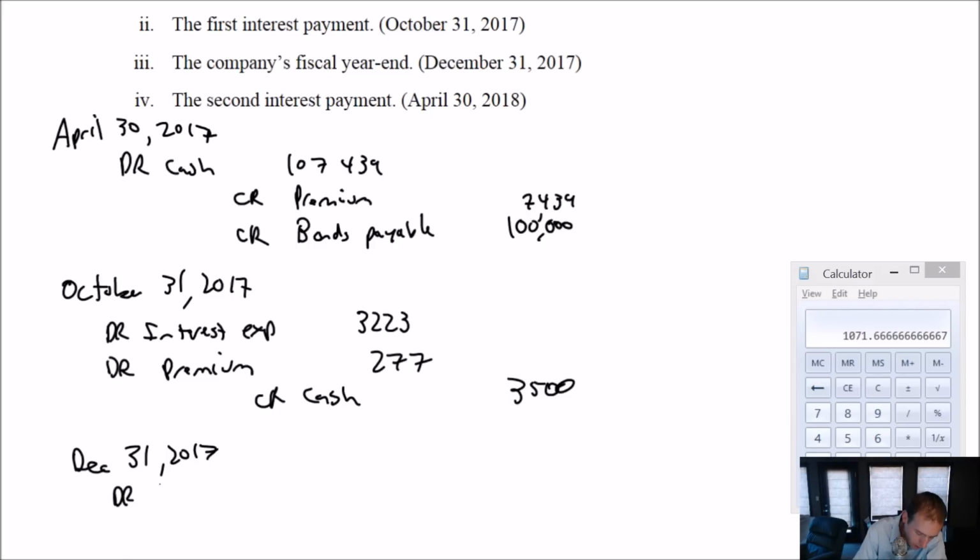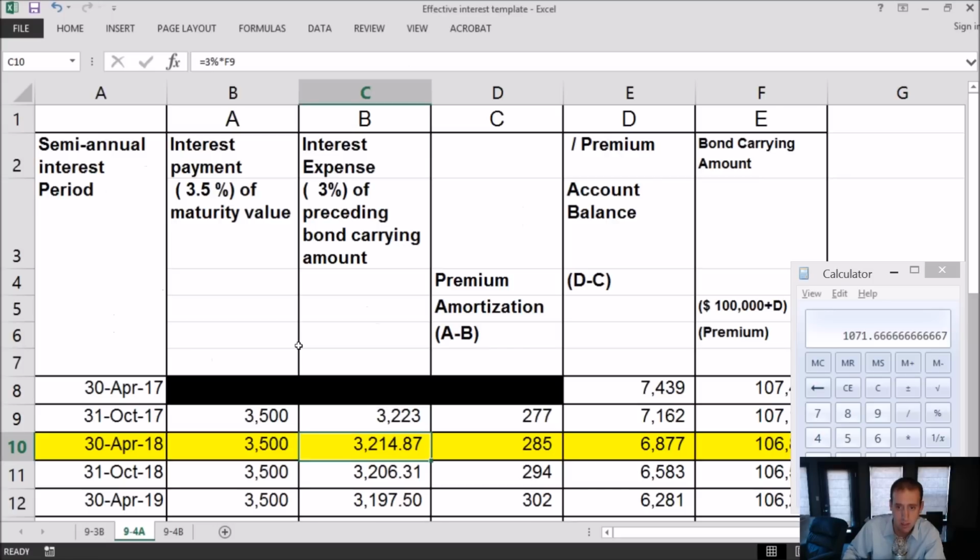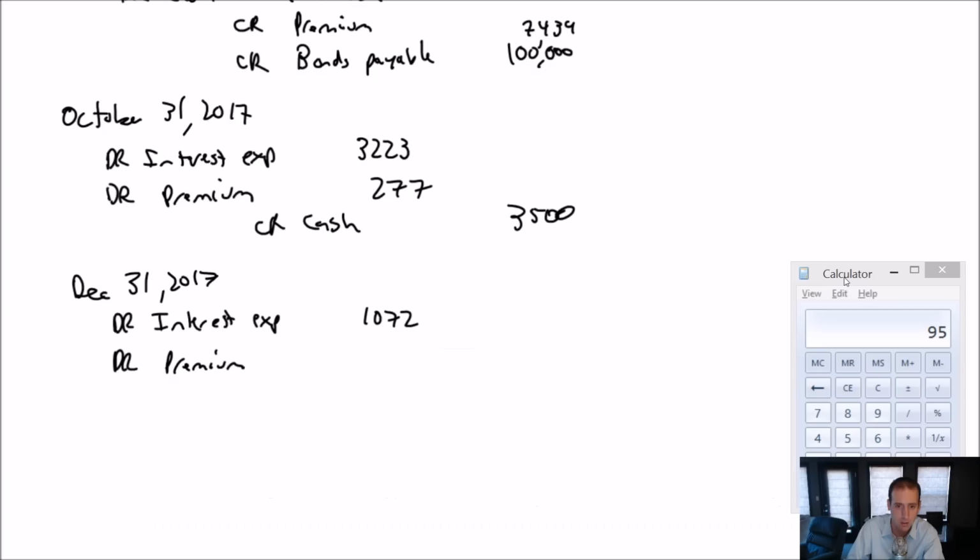So I'm going to debit interest expense for 1072. I also will have to debit my premium for the premium amortization, but again, times 2/6. The premium amortization is 285. So I take 285 times 2 divided by 6 and I get 95. Okay, so for $95, I debit my premium. I credit, not cash as I did above, but interest payable because I don't make any payments on this date.